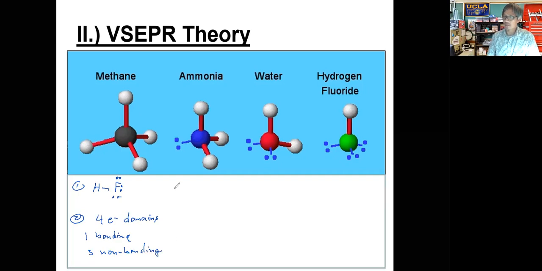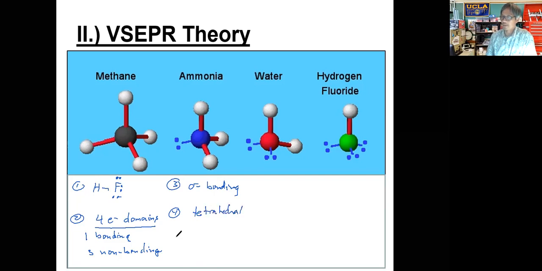So let's take into account the bonding interaction. We only have 1. The bonding domain here is a single bond, and therefore, as a single bond, it's going to be a sigma bonding interaction. For electron geometry, we have 4 electron domains total, and so the electron geometry here is going to be tetrahedral.